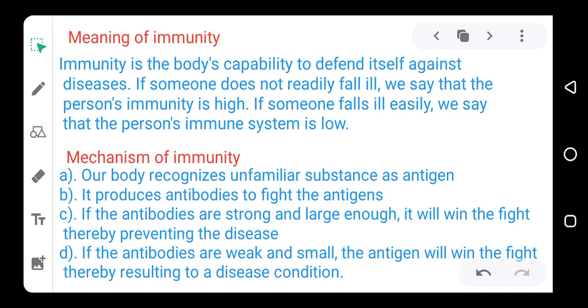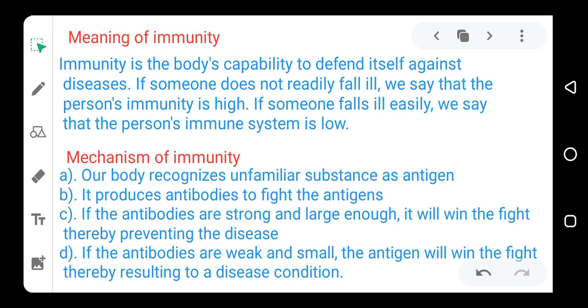What triggers that process, or what helps to recognize that substance as a foreign body or something that is not part of our body, is the immune system. So they recognize the substance as a foreign body. The foreign body is also called antigen. In biology or in the science world, we call the foreign bodies in our body antigen. So the immune system will recognize the foreign substance, the substance that is not part of our normal body, as an antigen.